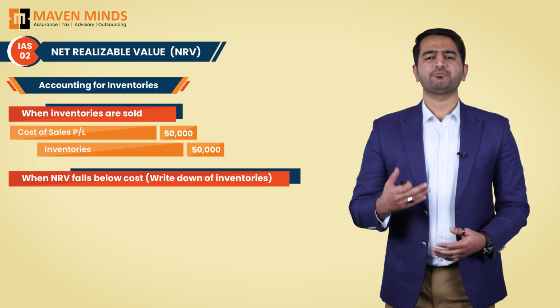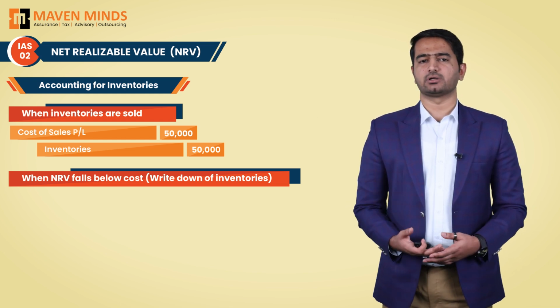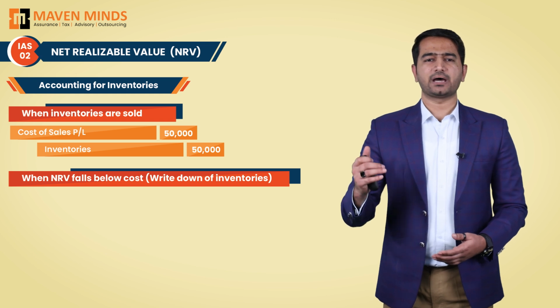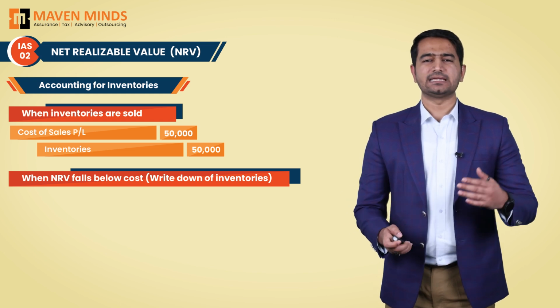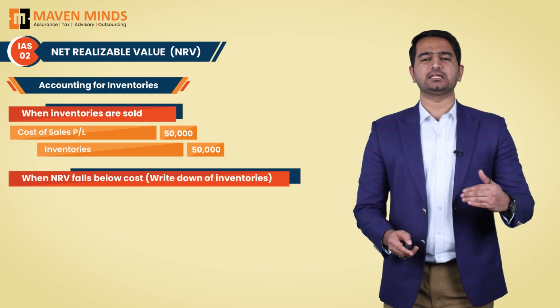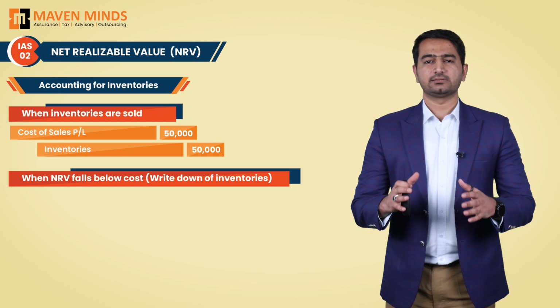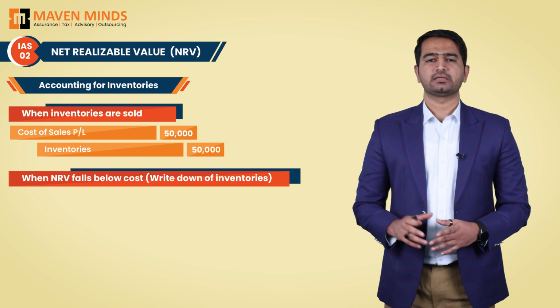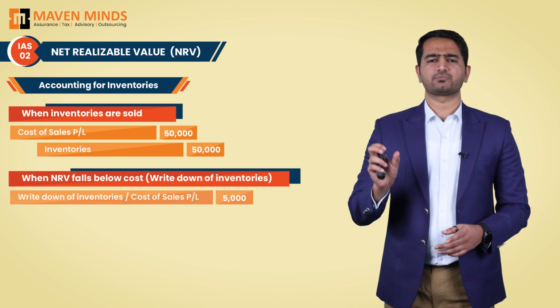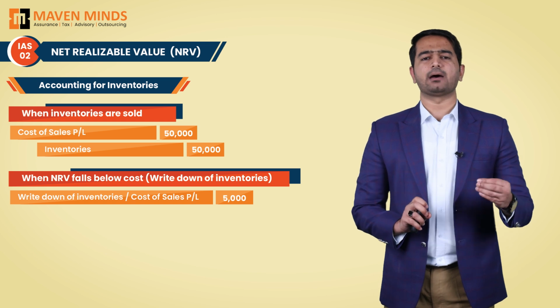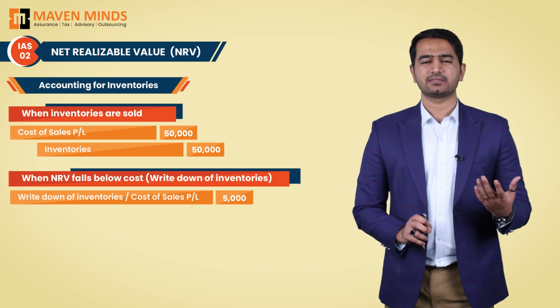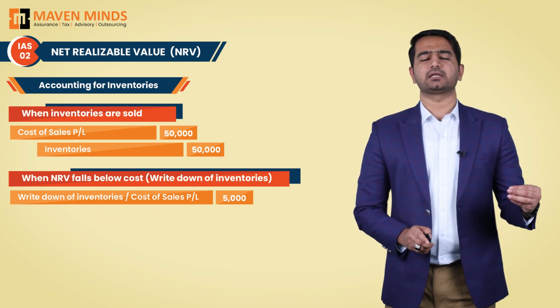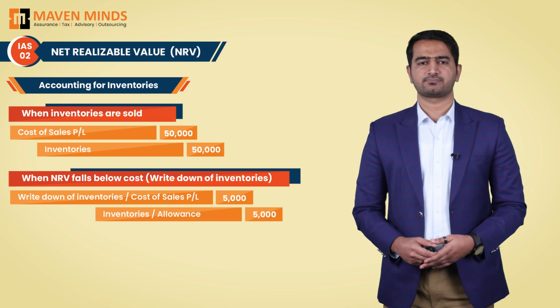Imagine you have inventory worth $20,000, but due to price drops or damage, its NRV falls to $15,000. The write down entry would be write down of inventory or cost of sales would be debited by $5,000 and inventories would be credited by $5,000.